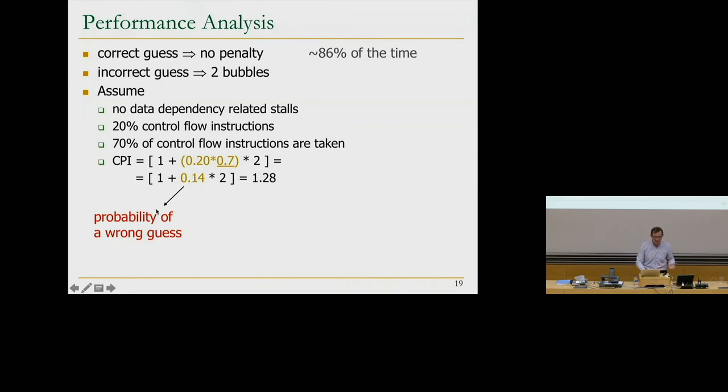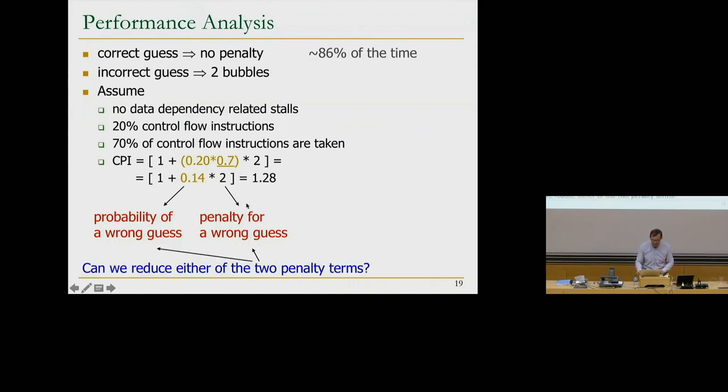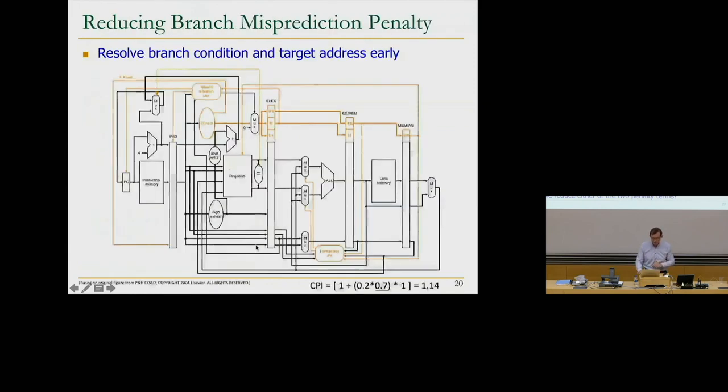So this is really the probability of a wrong guess across all instructions, and this is a penalty for a wrong guess. So ideally, you would like to minimize both, right? The penalty for a wrong guess was 20 in the previous example. That's why we actually reduced the performance a lot. So the probability of a wrong guess, 14%, is not terrible, actually. So the key question is, we would like to reduce either of the 2 penalty terms. Let's take a look at this one. You've seen this before. But how can you reduce the penalty for a wrong guess?